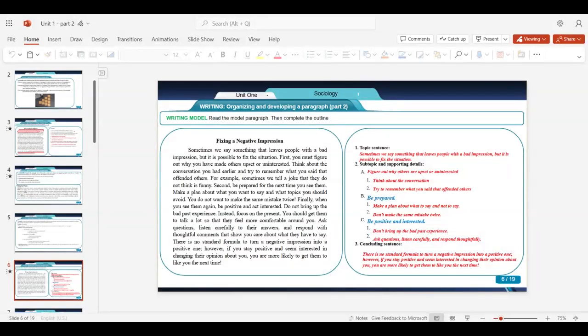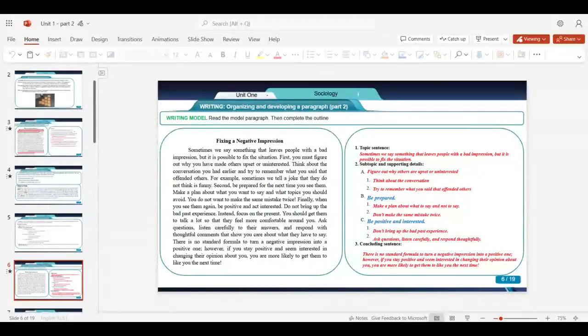The next: make a plan about what you want to say and what topics you should avoid. You do not want to make the same mistake twice. When you see them again, be positive and act interested. Do not bring up the bad past experience. Instead, focus on the present. You should get them to talk a lot so that they feel more comfortable around you.